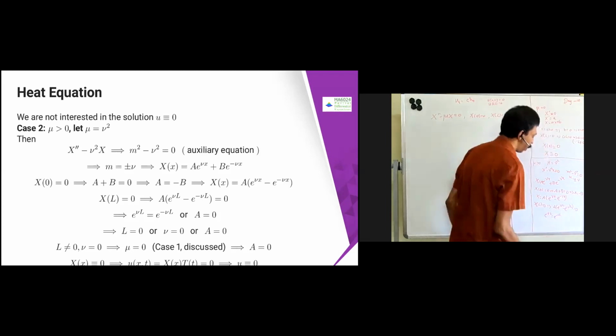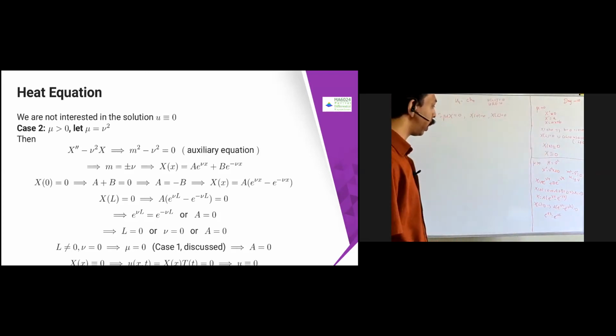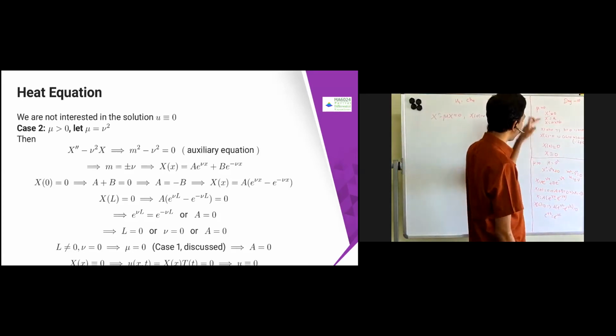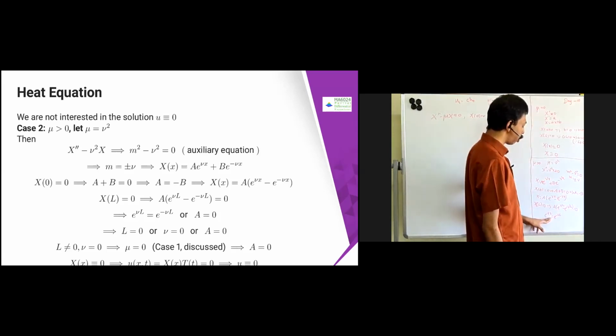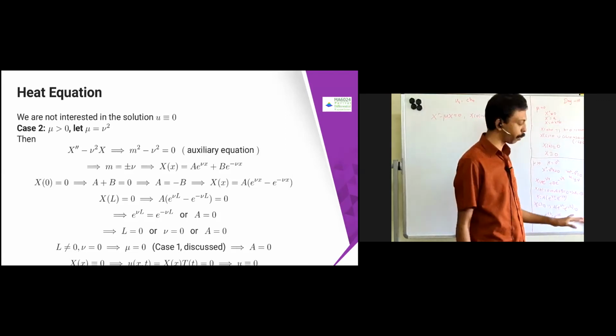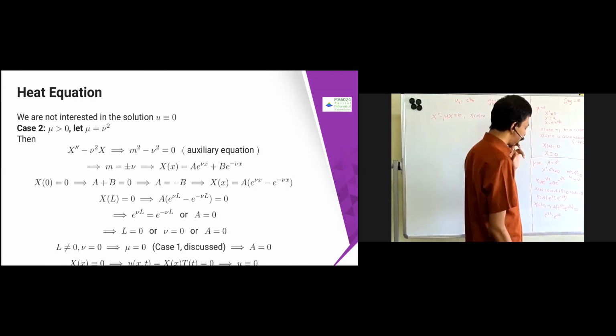When is this possible? This power will only be possible if nu equal to 0 or L equal to 0. If nu equal to 0, that means mu is 0, which is already discussed. L is not equal to 0, because L is a length, so it is a positive quantity. So that is also not possible.